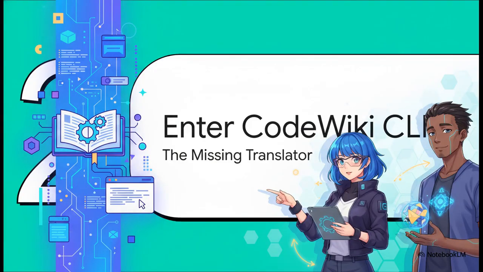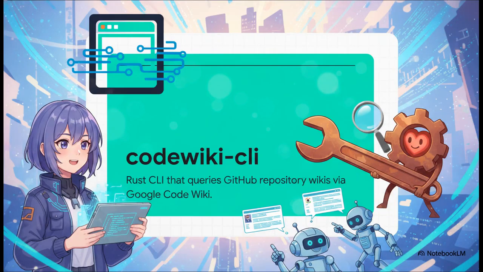Which brings us to Section 2. Enter codewiki-cli, the missing translator. Now, the really crucial detail here is that CodeWiki actually has no public API whatsoever. Nothing. So the developers stepped up and built codewiki-cli as this missing translator.